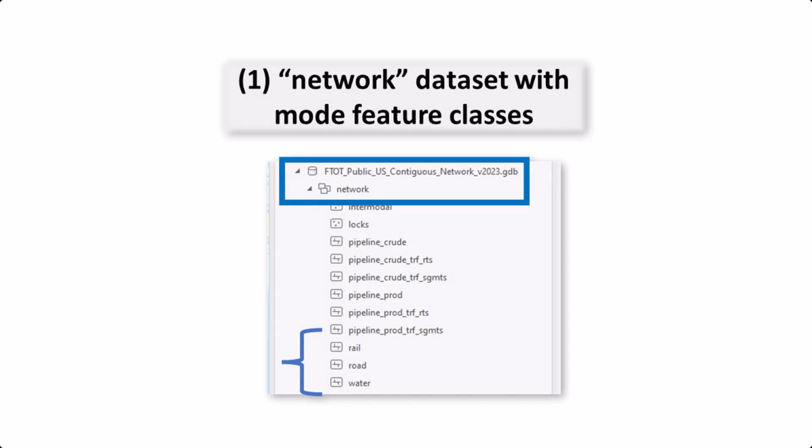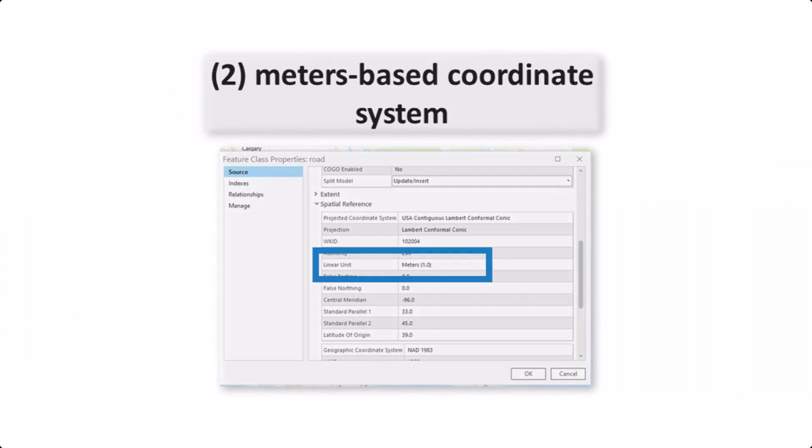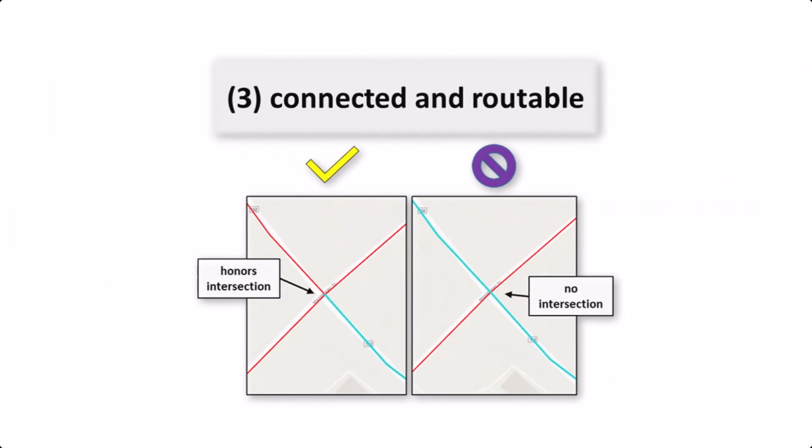First, any modal network must be saved as a distinct feature class within a single geodatabase and within a feature dataset named network. Second, each feature class must use the same meters-based coordinate system, which you can confirm by looking at the spatial reference in the feature class properties. Third, all features should be fully connected and routable, meaning that lines in the network must be split at all intersections.